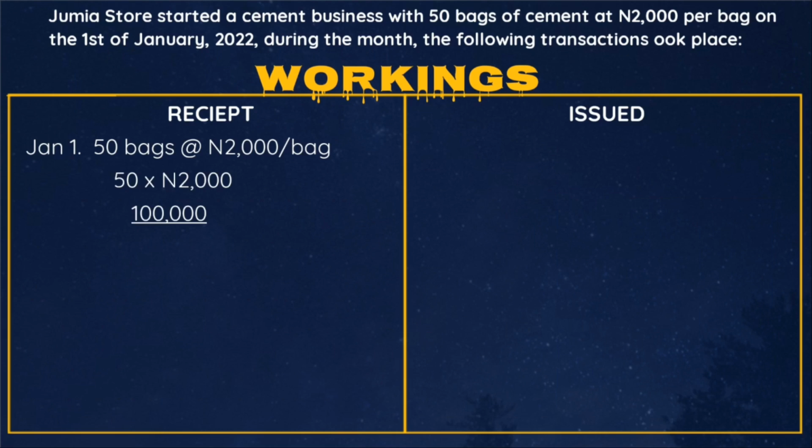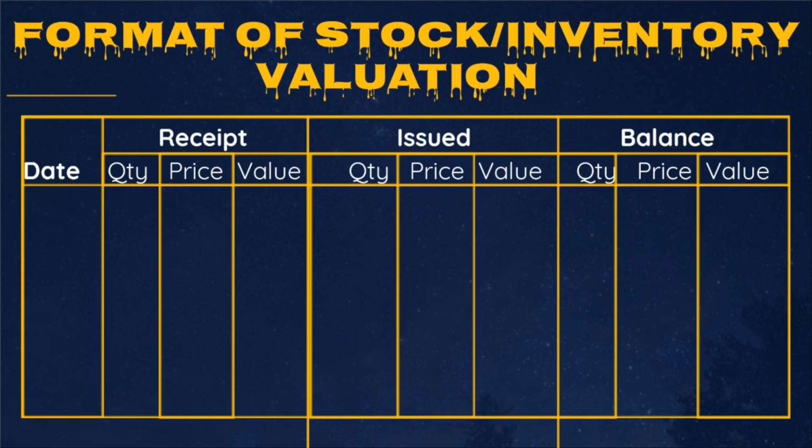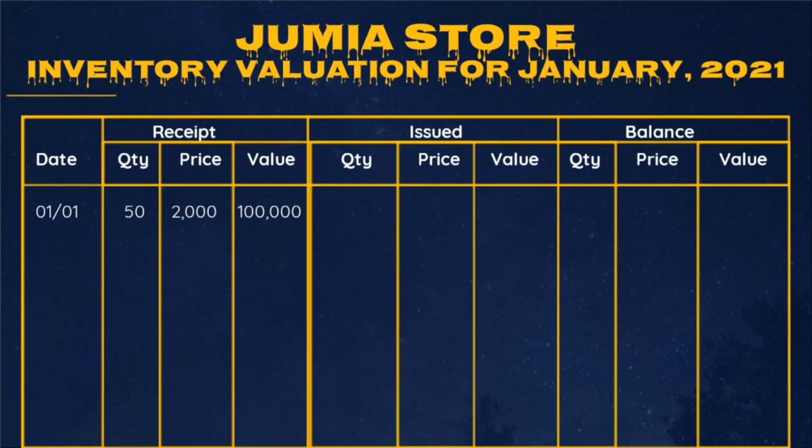Which means we now go back to our inventory ledger. We are having 50 bags, that is, the quantity is 50. At what price? 2,000 naira. At what value? 100,000 naira. Now let's go back to our inventory account. For the date 1st of January, that is 1/1, the quantity is 50, the price is 2,000, while the value is 100,000 naira.